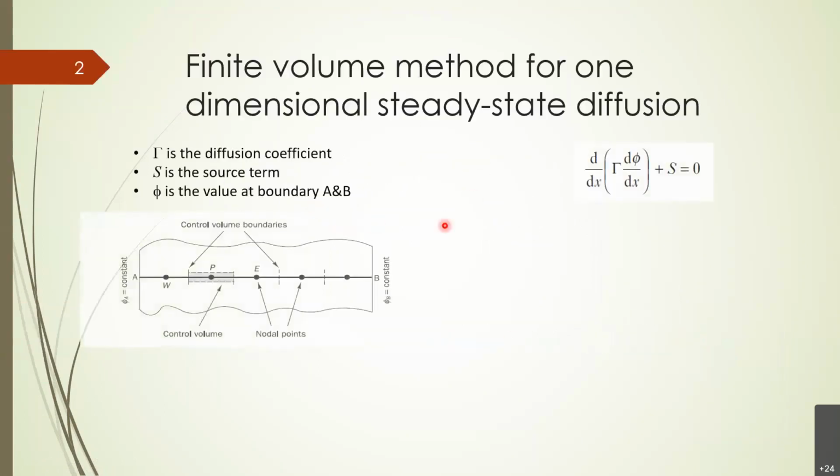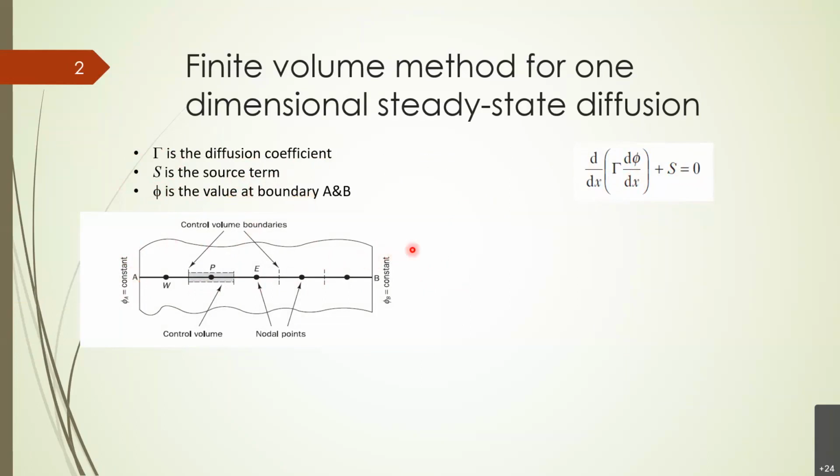At the beginning, imagine that we have this problem, which goes from A to B. From this problem, we get the equation for 1 dimension for the finite volume method: d over dx of gamma d phi over dx, plus s, equals 0, where gamma is the diffusion coefficient, s is the source term, and phi is the value of the boundary from A to B.